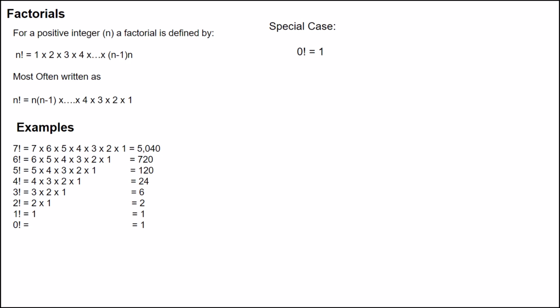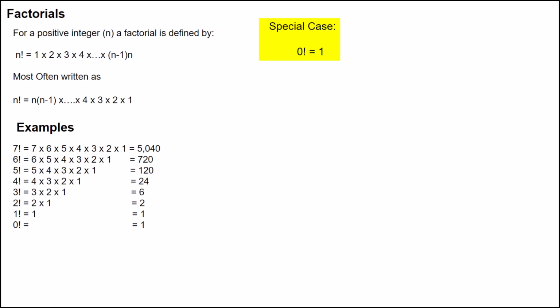So basically, whatever the number is factorial, you start out with that number, and you multiply it by each subsequent term, which is 1 less than the number before it. So for 6 factorial, we have 6 times 5 times 4 times 3 times 2 times 1. 0 factorial is always equal to 1.